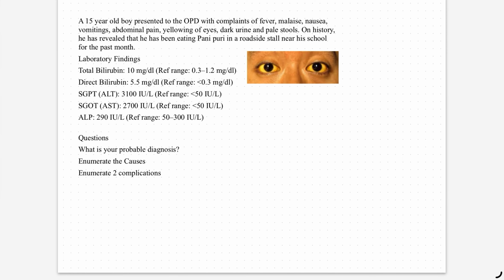A 15-year-old boy presented to OPD with complaints of fever, malaise, nausea, vomiting, abdomen pain, yellowing of eyes, dark urine, pale stools. On history, he revealed that he has been eating pani puri at a roadside stall near his school for the past 1 month.